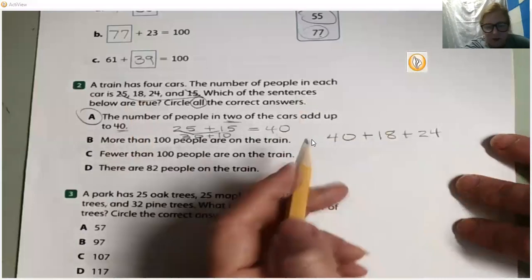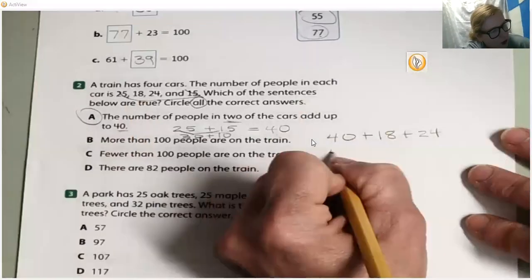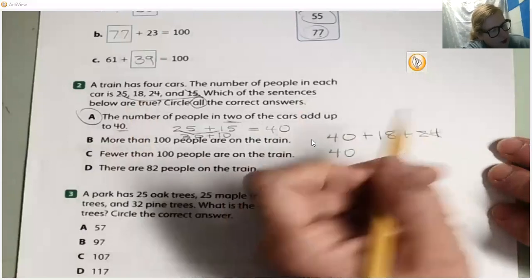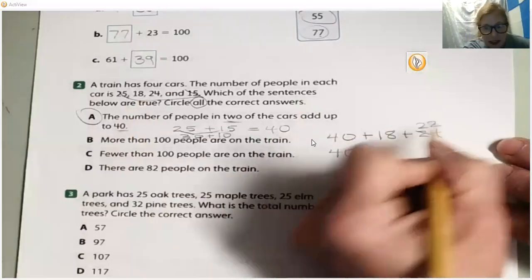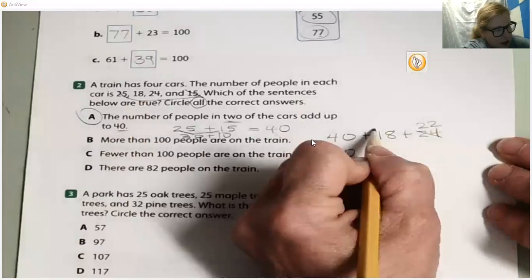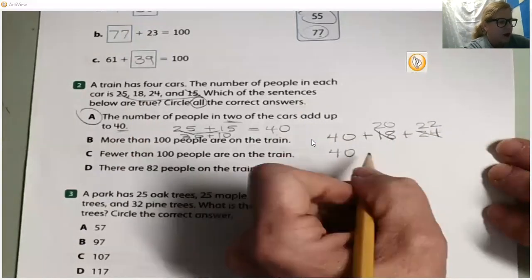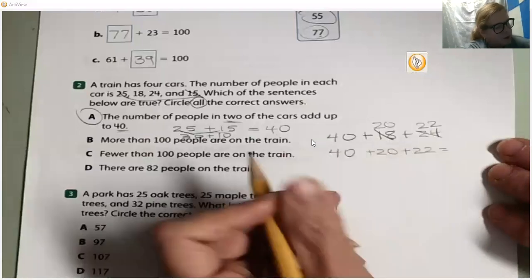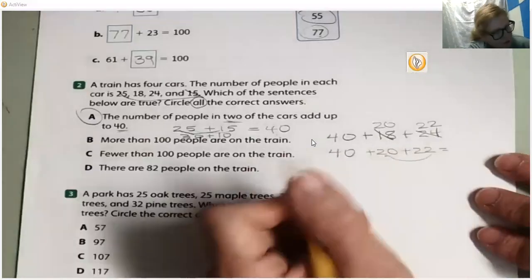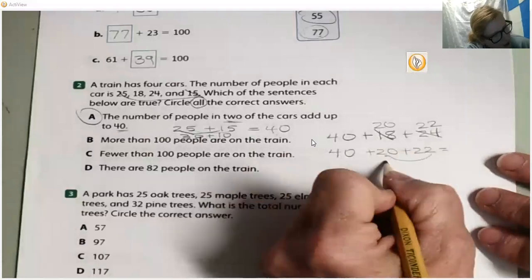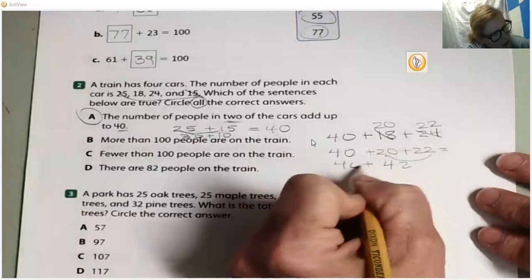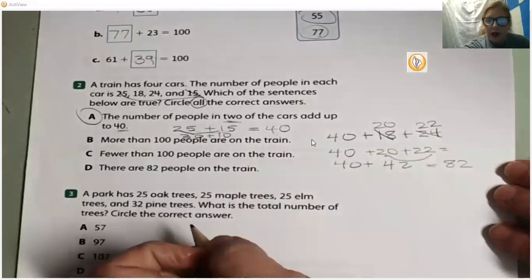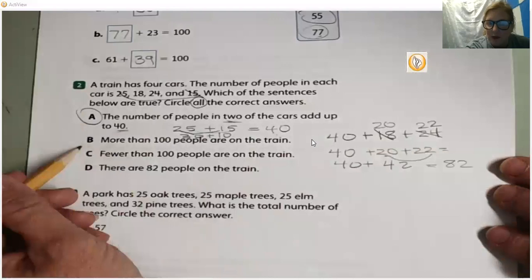Hey, want to try some fancy math here? We have a 40. Let's take a 2 from the 24. Make that a 22. Add it to the 18 and make that a 20. Boom. 40 plus 20 plus 22 equals, I'm going to put these guys together, make a 42. 40 plus 42 equals 82.